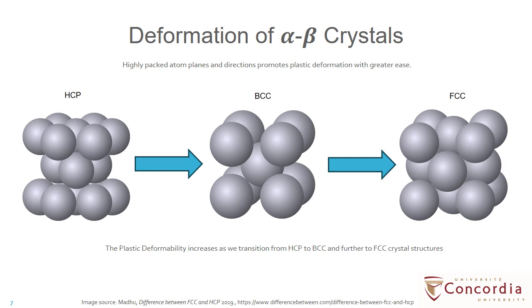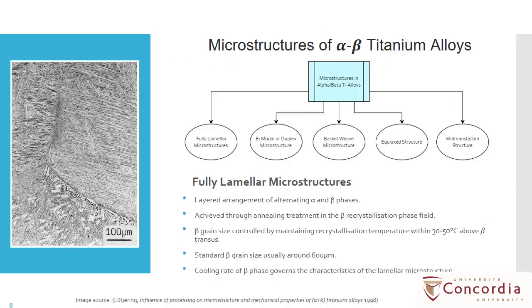However, the energy required for plastic deformation depends on the length of the minimal slip path. The minimum slip path in BCC is less in comparison to HCP structures. As a result, BCC's plastic deformation is preferred over HCP structures. There are 5 different microstructures we observe in alpha-beta titanium alloys.